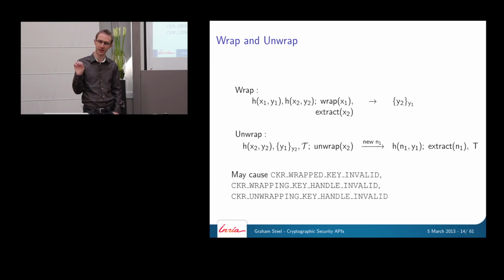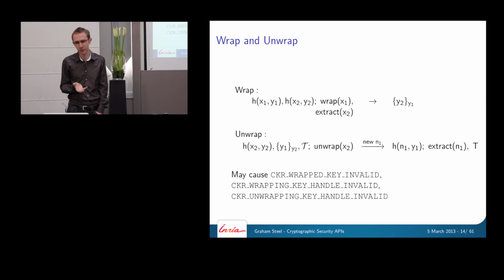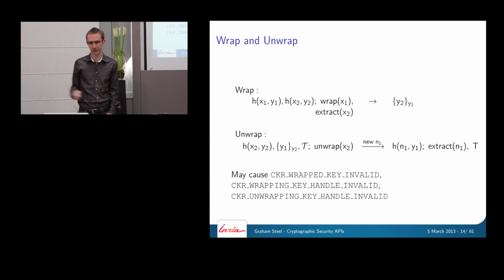Okay, so this is another key attribute. This is saying I have the wrap permission on that key. And then for the key that I would like to share, that's the key Y2, I've got a pointer to it which is X2, and I have the extract permission on X2. So that means this is a key which I'm allowed to take out of this device and share with another device. And if I fire this command, the result is that I get the key Y2 encrypted under the key Y1, and now I can take that away and introduce it to my other device.